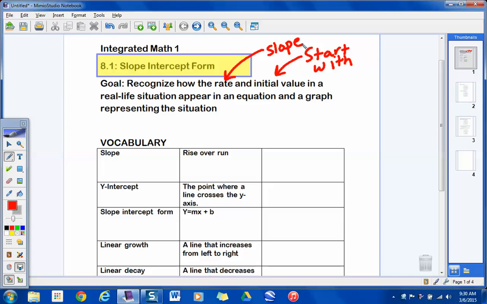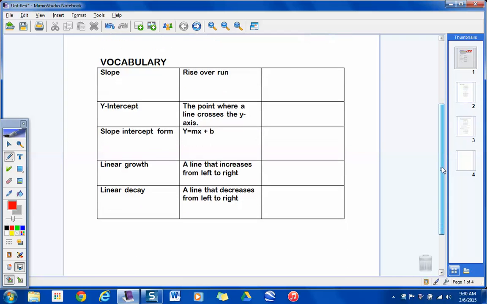So if you ever hear me say the word slope or rate, they're used interchangeably. So if I say in a problem right here, somebody's going 60 miles per hour, isn't 60 miles per hour a rate? So 60 miles per hour would also be the, what's the word? Slope. Okay, so remember that. We're going to talk about how rates and initial values in real-life situations appear in an equation, and we're going to start looking at what the graphs are that represent those situations.